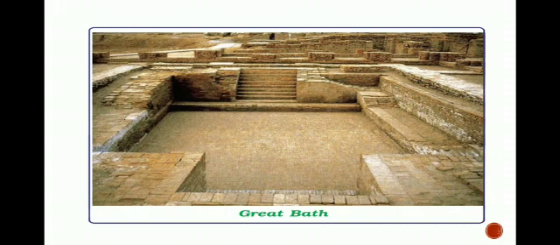There were also rooms on three sides of this great bath. Water was drawn from the well located in the courtyard and drained out after use. So these are the features of the great bath.